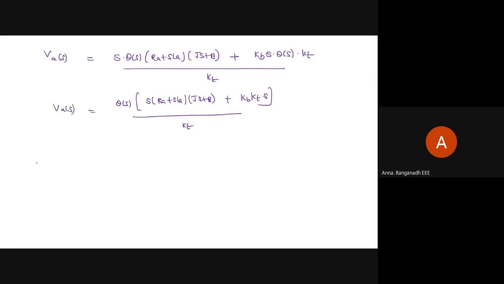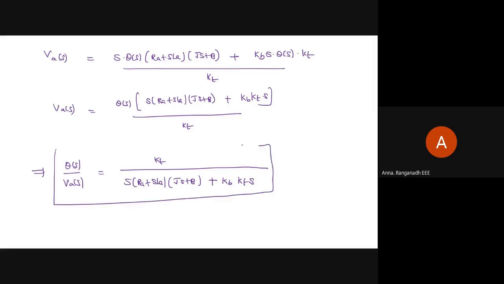From this I am going to write theta of s by V of s equals Kt divided by s into Ra plus sLa, Js plus B, plus Kb Kt into s. This is the transfer function of the armature controlled DC servo motor by using this method. If you simplify further, you will get some parameters also.